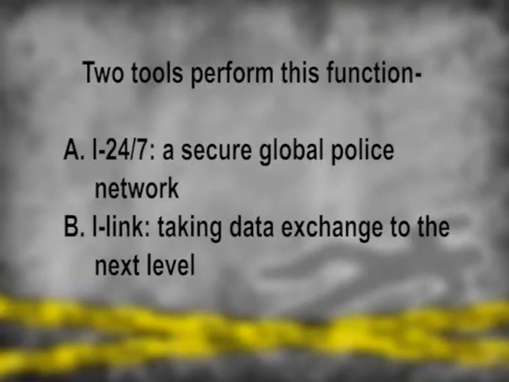Two tools perform this function, that is I-24/7, a secure global police network, and I-Link, taking data exchange to the next level. So these are the main functions which Interpol is working on. Notices. You might have heard about red corner notice, Interpol issuing notices. So what are these notices? They are international requests for cooperation or alerts allowing police in the member countries to share critical crime related information.